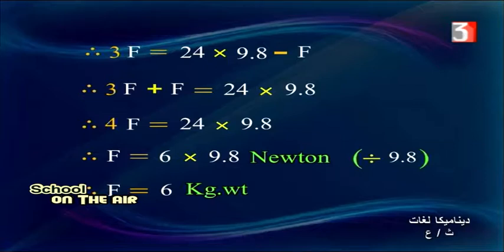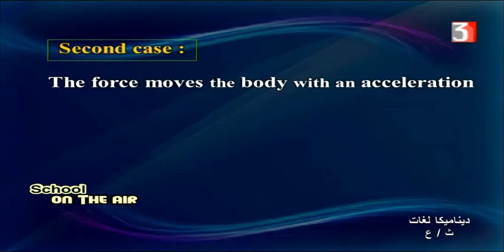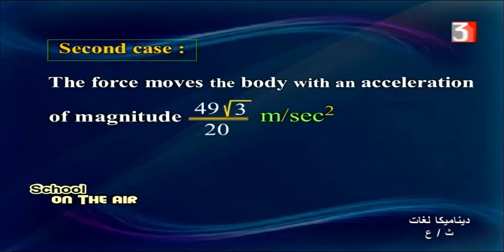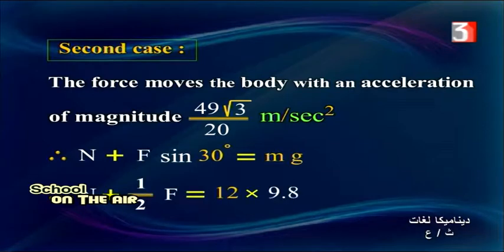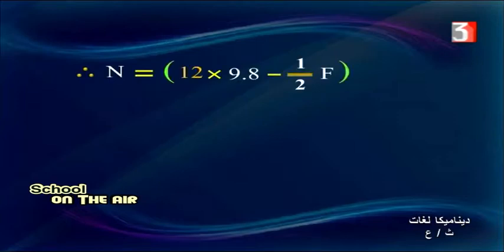Now the second case, the force moves the body with an acceleration of magnitude 49√3/20 meter per second square. What is the equation of motion in this case? Yes, N plus F sine 30 equals mg. That means that N plus half F equals 12 times 9.8. Then N equals 12 times 9.8 minus half F.